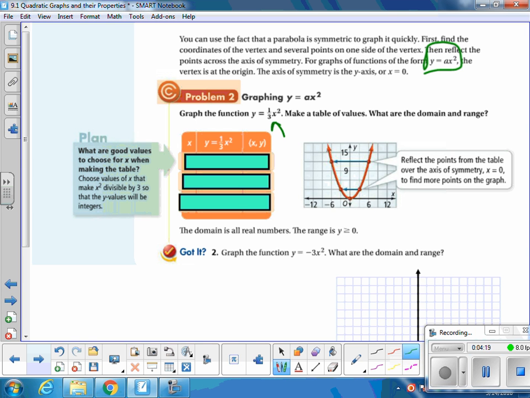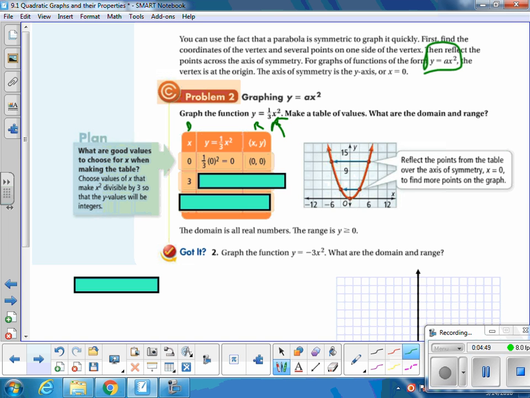Okay, so let's take a look at this one. We're going to graph the function y equals 1/3 x squared, and we're going to make a table of values. What are the domains and ranges? So here's my domain values and my range values. Those actually are my coordinates. So we're going to try it out for 0. When x is 0, 1/3 of 0 squared, we end up with 0. So I have a coordinate at 0, 0, which is the origin, which will then be my vertex.